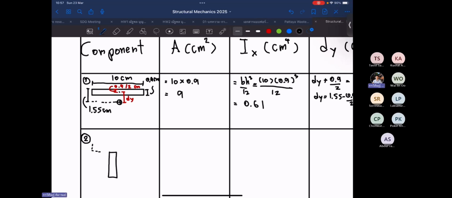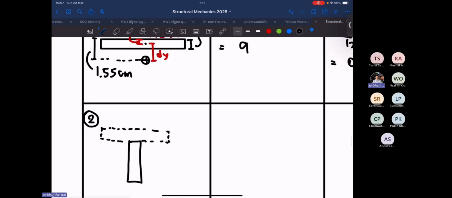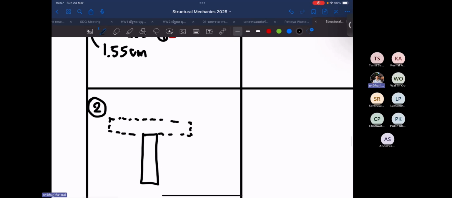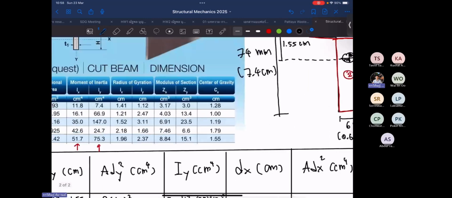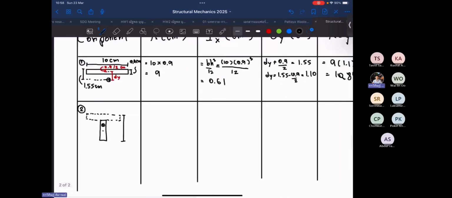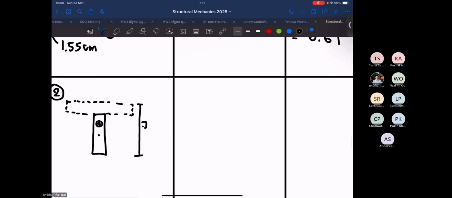I will draw the upper one as the reference of the centroid. And we have the centroid of the overall piece of the section and the centroid of the component itself. For this one, I will write down the dimension. This one is 7.4 centimeter.